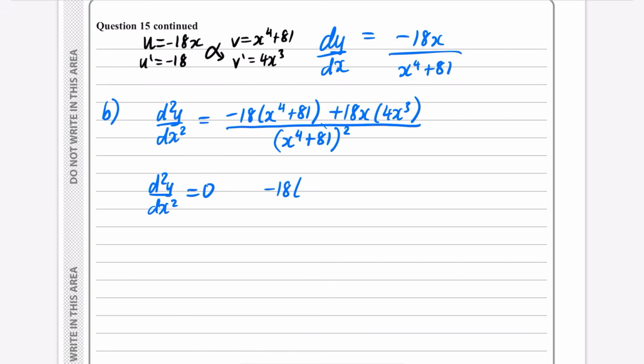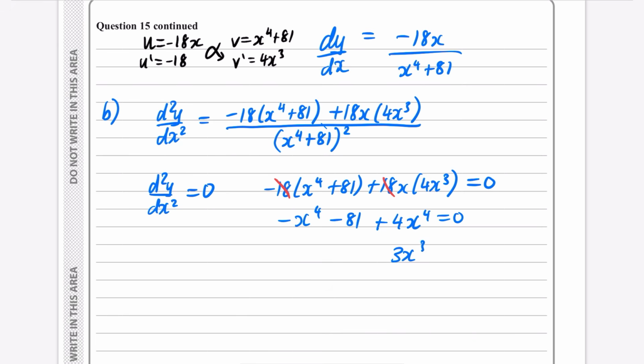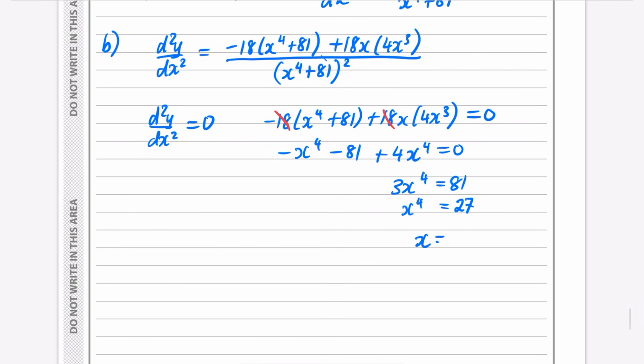So I get minus 18, x to the power of 4 plus 81, plus 18x times by 4x cubed has got to be equal to 0. The reason I didn't multiply by the 18 is because then I can divide everything by 18 here. So that's minus x to the power of 4 minus 81 plus 4x to the power of 4 equals 0. So 3x to the power of 4 is equal to 81, which means x to the power of 4 is 81 divided by 3, which is 27, which means that x is the fourth root of 27.